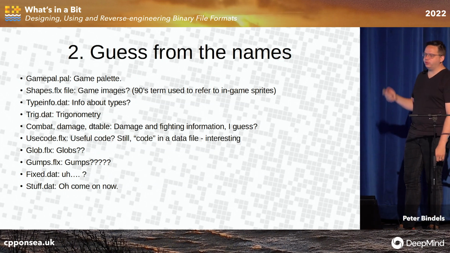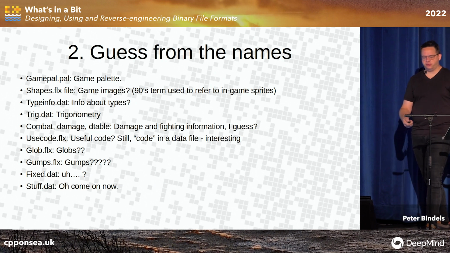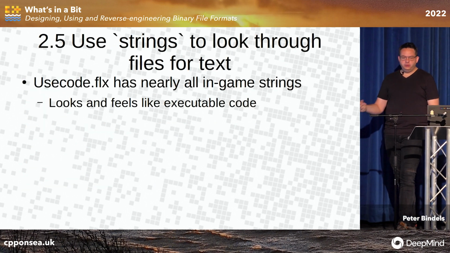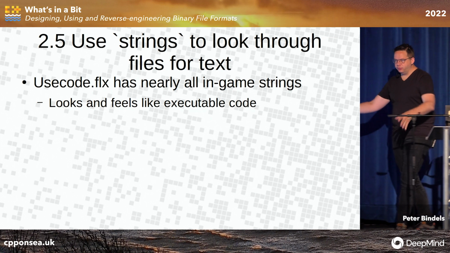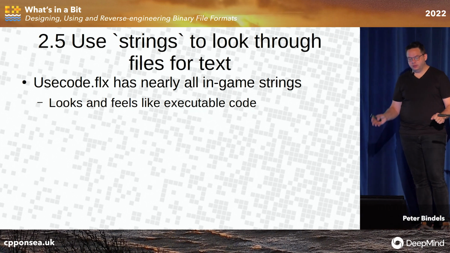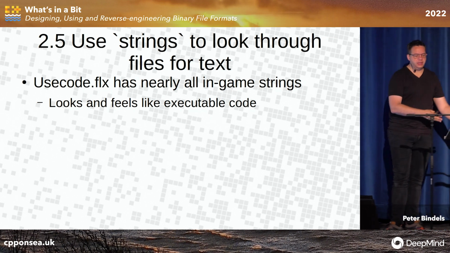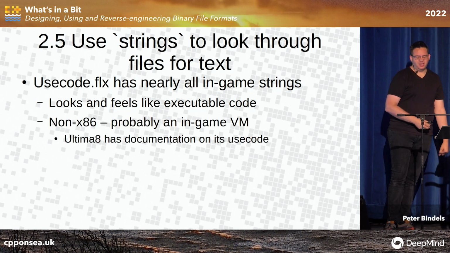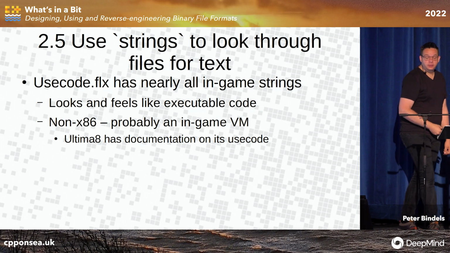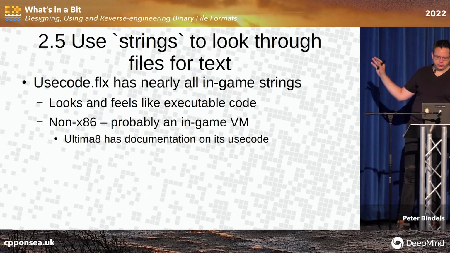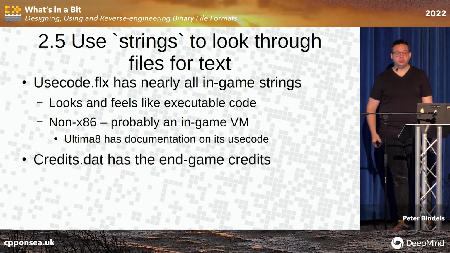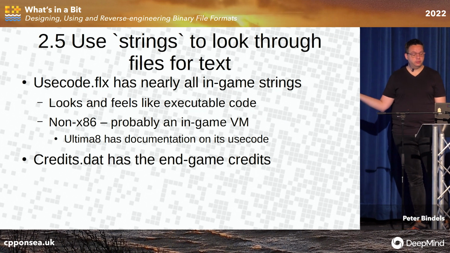Maybe we can use strings to look through the file, see what they have. And we find that use code actually has all the text from the game, all the interactive bits. So I'm guessing that this is some kind of executable code scripting in the entire game. It's not x86, but it does look like it. And there's documentation on it. We're not going into details. And we have credits, which has the endgame credits.